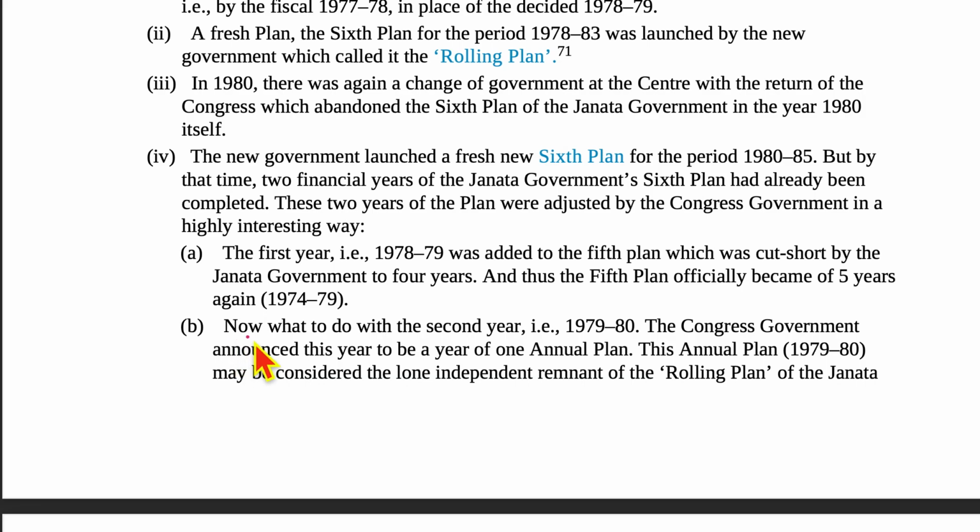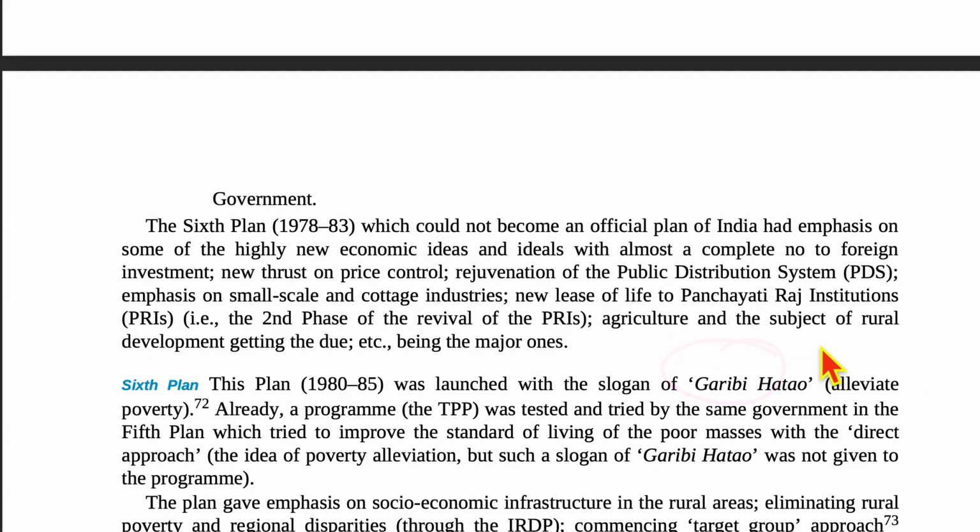74 to 79. Now, what to do with the second year, that is 79 to 80? The Congress government announced this year as a year of one annual plan. This annual plan, 79-80, may be considered the lone independent remnant of the rolling plan of the Janata government.